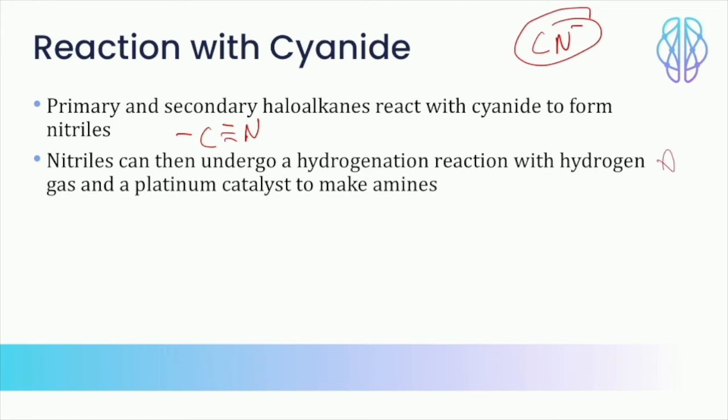The second dot point we'll be covering in a bit more detail in another video. However, once you form the nitrile by reacting the primary and secondary haloalkane with cyanide, you can hydrogenate that nitrile using hydrogen gas and a platinum catalyst to make an amine. So this is just another way you can make an amine. Refer back to the previous slide, that's another way, where the haloalkane reacts with ammonia to give you an amine. This is just a different way.